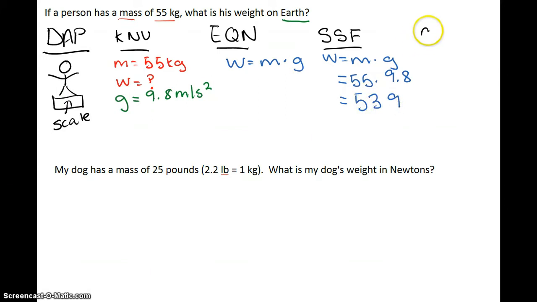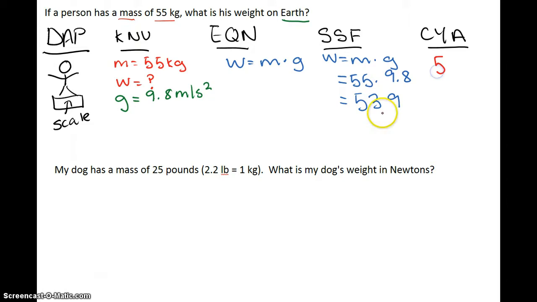Now we're on to our final step, which is to check your answer. Looking here, one thing we need to consider is significant figures. Now this 9.8 is a constant, so we're not going to use that to determine significant figures. We will look at 55 though. 55 has 1, 2 significant figures, so our answer should have 2.